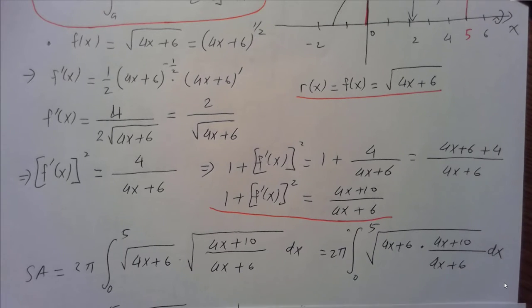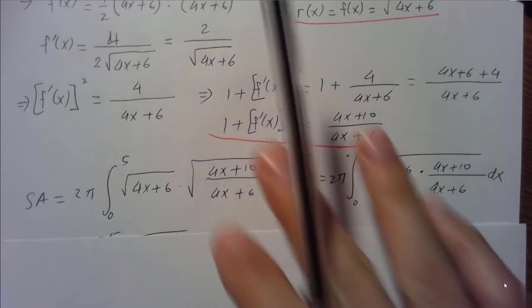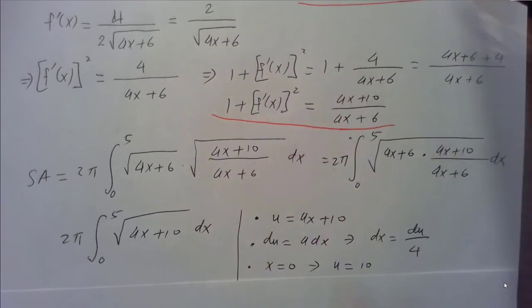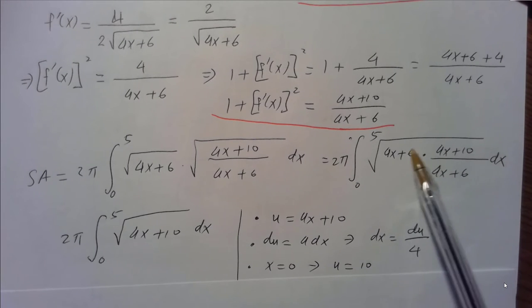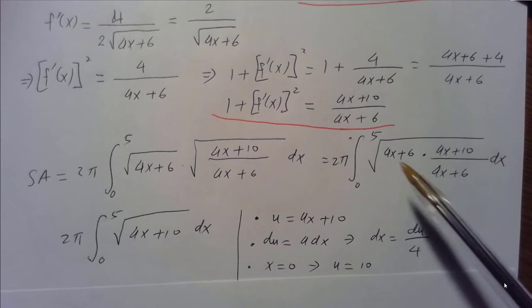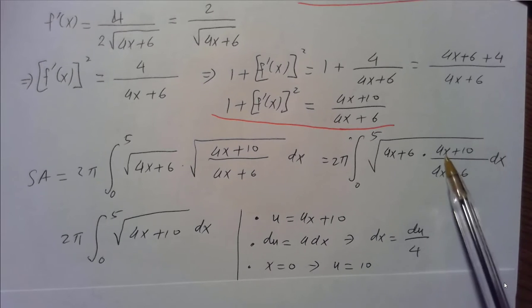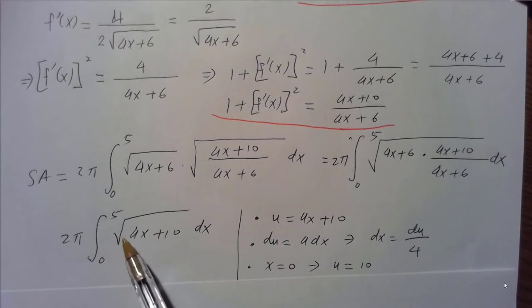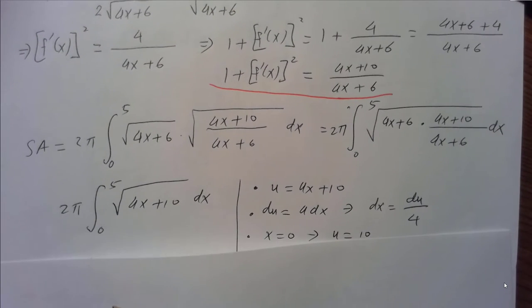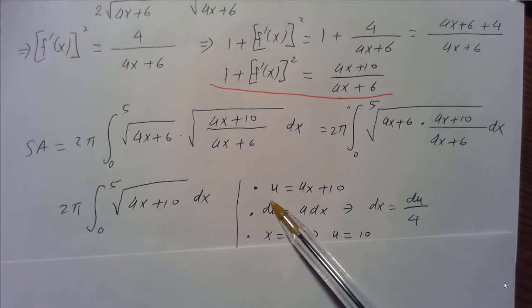Now, because they are two square roots, you can bring them together and multiply them under the same square root. And from here, we can do more simplifications. We can see that this term and this term cancel out, so only 4x plus 10 under the square root remains inside the integral. And from here, we apply the u substitution.